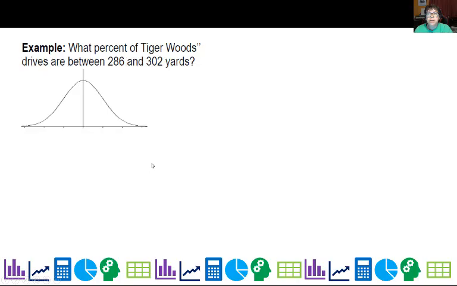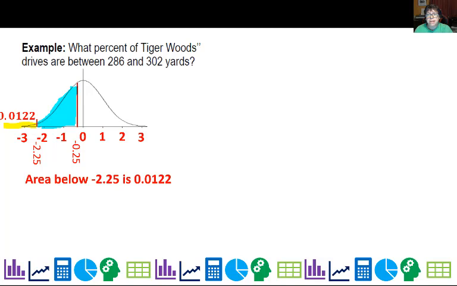So 59.87% of drives using the normal model are more than 302 yards. So what percent of Tiger Woods' drives are between 286 and 302 yards? Well, first of all, let's go ahead and put in the z-scores, which we already calculated before. And we know we're looking for the blue area, all right? The yellow area is the 0.0122 that we found earlier.